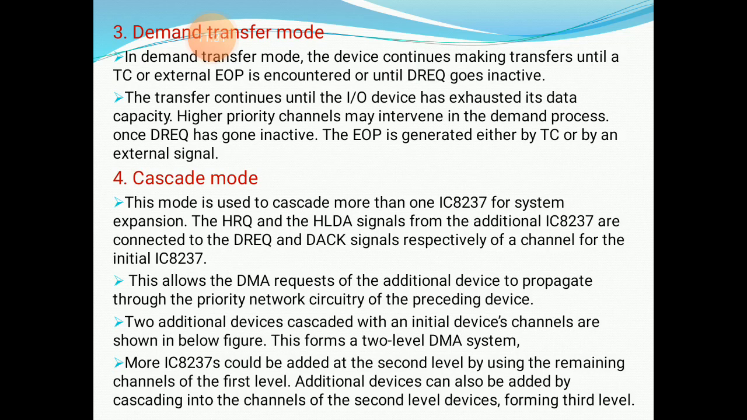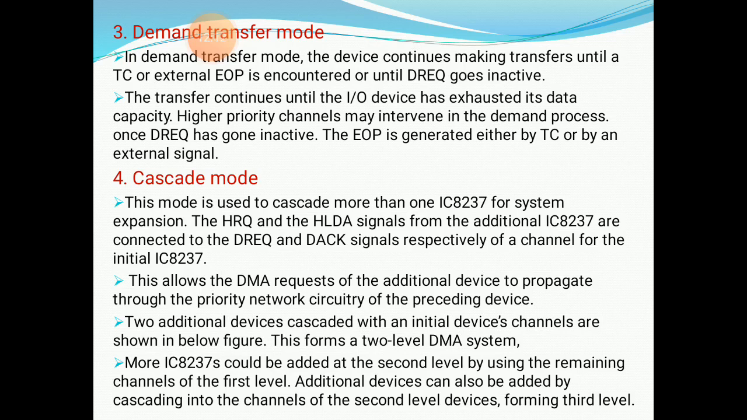In demand transfer mode, the device continues making transfers until a terminal count or external end of process pulse is generated, or until the DMA request goes inactive. The transfer continues until the IO device has exhausted its data capacity. Higher priority channels may interrupt the demand process. Once the DMA request has gone inactive, the end of process is generated either by terminal count or by an end of process signal, that is an external signal.